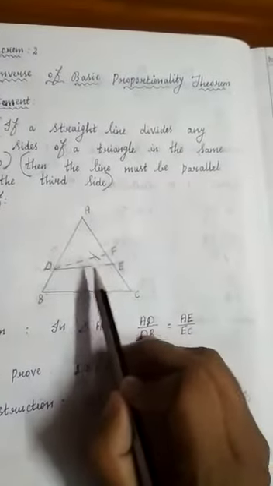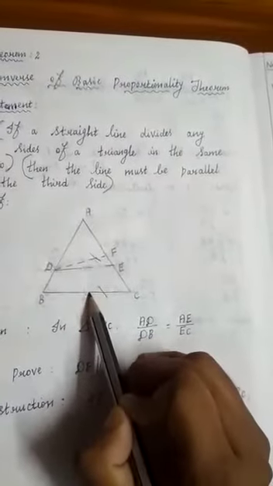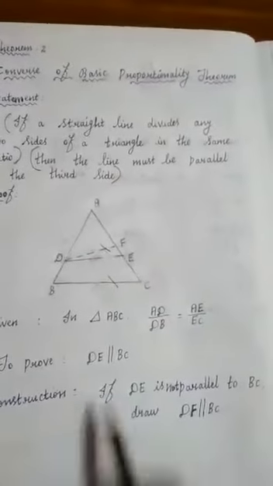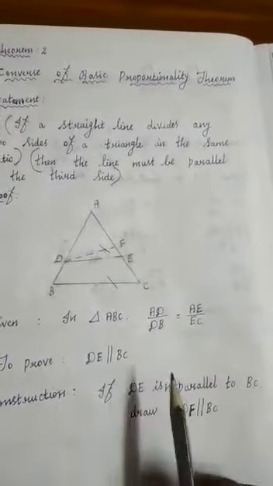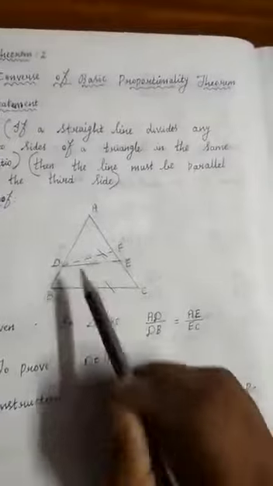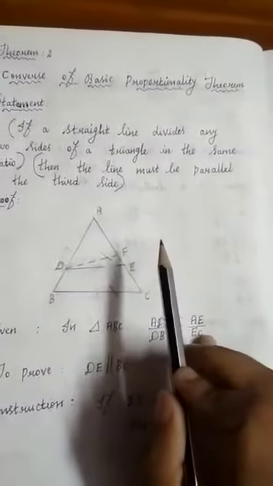Okay, so now you are going to consider this line and this line only. No need to take this line. But you need to prove these two lines are parallel. Here you are constructing: we are assuming DE is not parallel to BC. That means these two lines are not parallel, which we have considered.